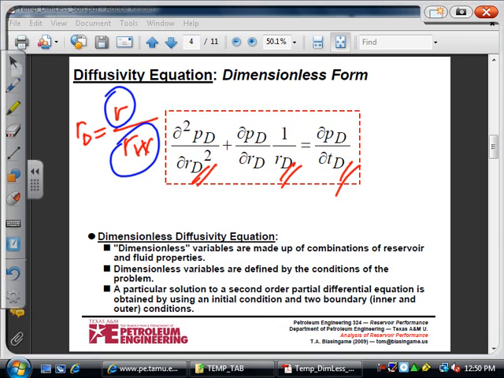The first boundary condition is your inner boundary condition, and the second boundary condition is the outer boundary condition. And there should be one initial condition. It is the value of the pressure at time equals 0. And the initial condition will always be the initial pressure. Okay? So we define our boundary conditions and initial condition.